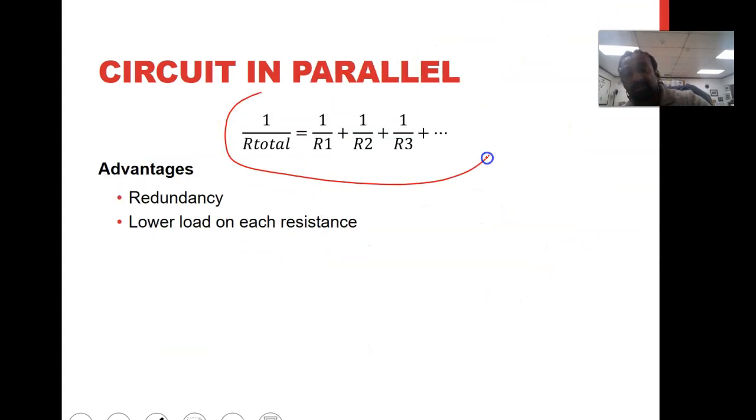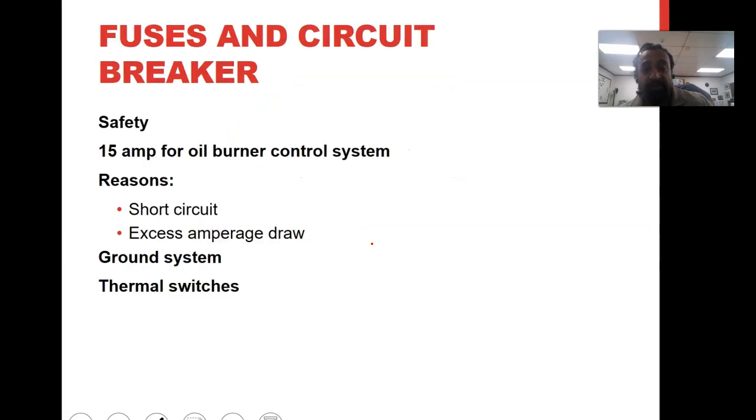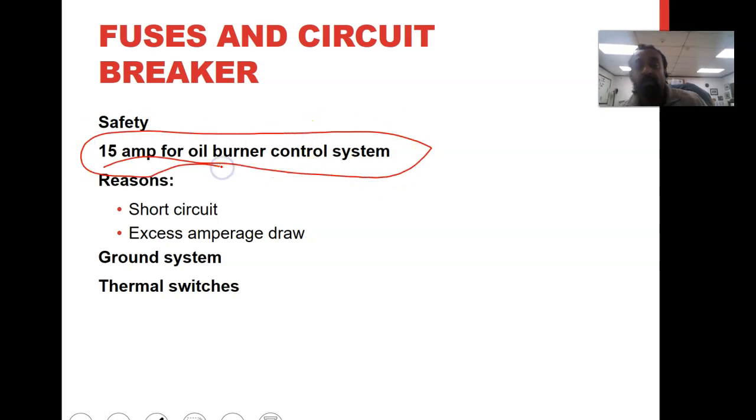In a parallel circuit, as you can see, the resistance drops. The more resistance we add, the lower the total becomes. You can see from this equation that it gives you a lot of redundancy and a lower load for each resistance. Fuses and circuit breakers are used for safety. 15 amps is the oil burner control system. So when you install an oil burner, it should be on a circuit breaker that has 15 amps on it. 15 amps requires 14 gauge wire, so it's good to remember those things. The circuit breaker for most controls in a residential house should be 15 amps.